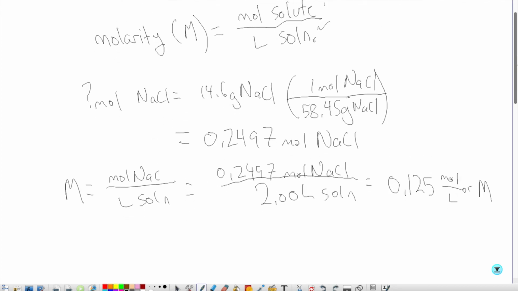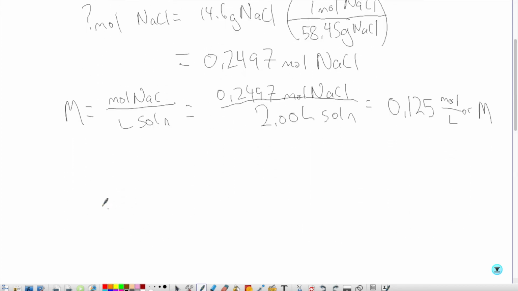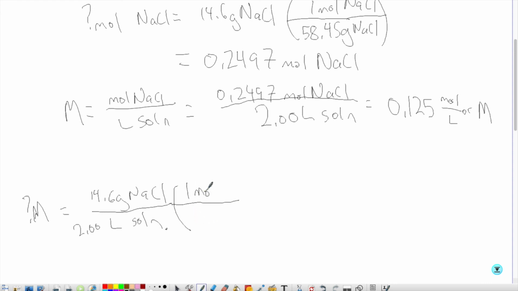All right, so the other way that we can do this is I can start with what I'm given. So I'm given 14.6 grams of NaCl, and I want molarity per liter solution. Now, 2.00 liters of solution. So these are both my givens. Now I only need to take this and make it look like the units for molarity, which is moles NaCl per liter solution. So all I have to do is do my conversion right here, and I've set it up all in one step. Okay, both of these are good ways of solving these. You'll probably see me use both.